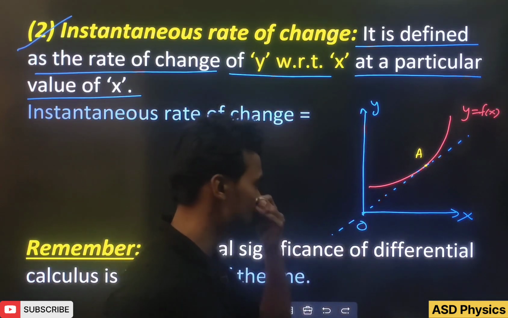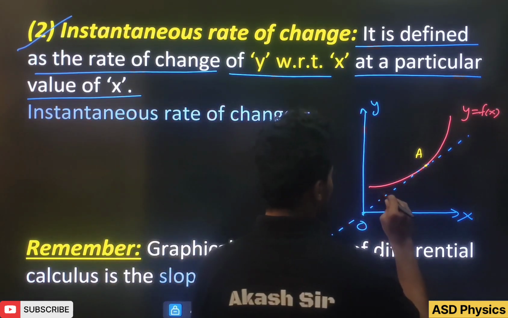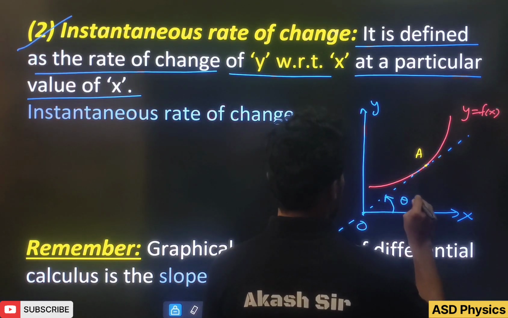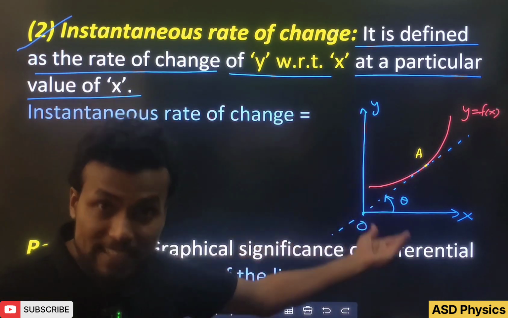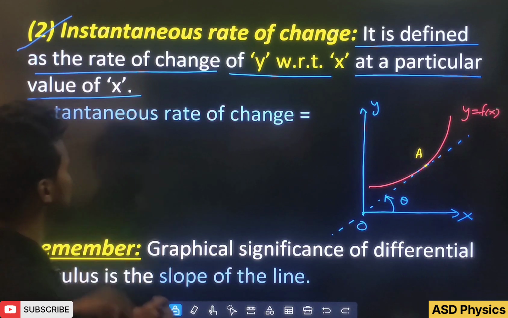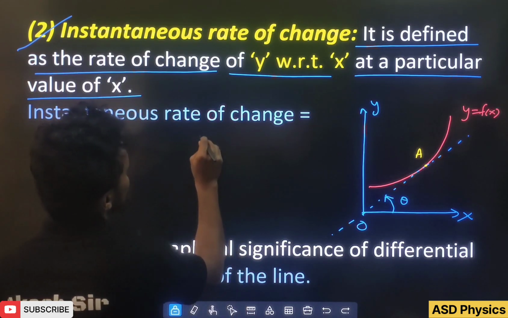Does not mean it should pass through the origin. Here it is passing maybe, but okay. And this angle, let's take this angle as theta. Anti-clockwise angle is positive, clockwise angle is negative. So what will happen here? This instantaneous rate of change is given here.